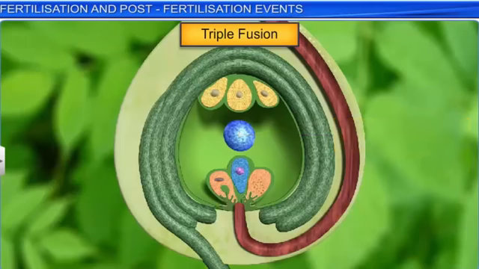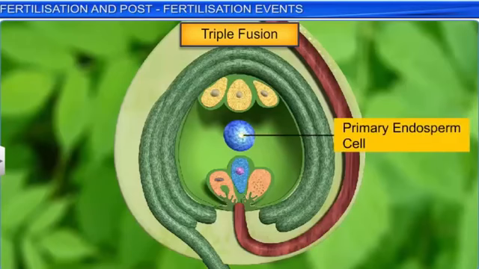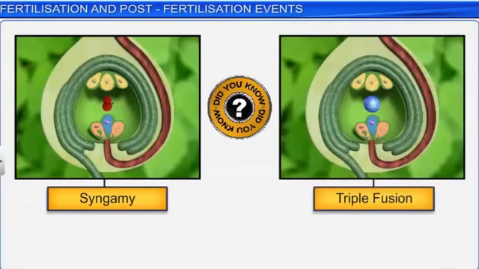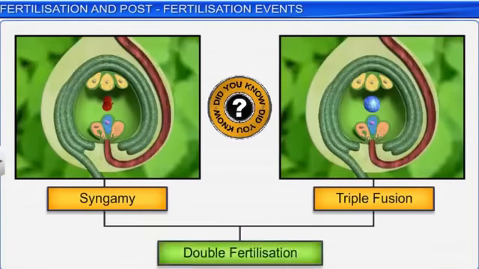After the triple fusion, the central cell is called the primary endosperm cell. Did you know that syngamy and triple fusion together represent double fertilization? A phenomenon unique to flowering plants.